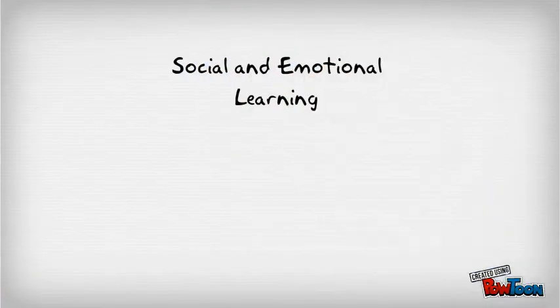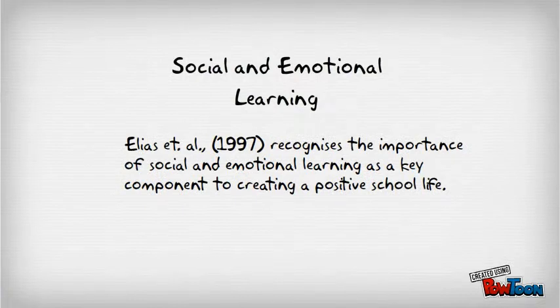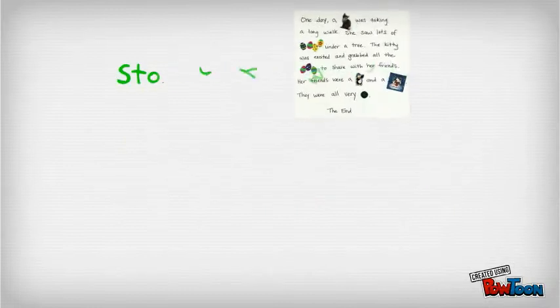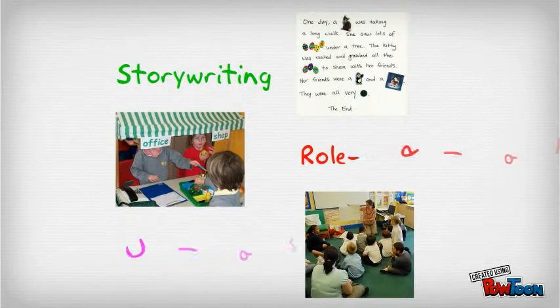Social and emotional learning is a key factor for creating an inclusive learning environment. Elias et al. recognise the importance of social and emotional learning as a key component to creating a positive school life. We can foster social and emotional learning through story writing, role plays, and class discussions.